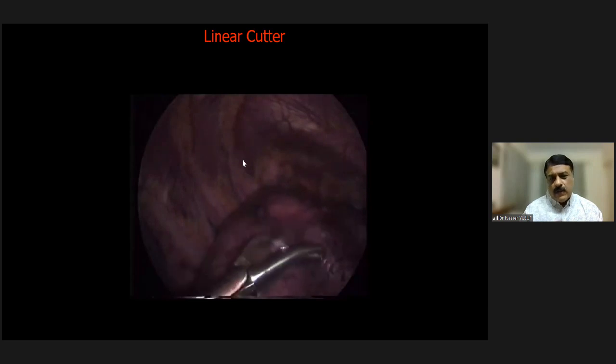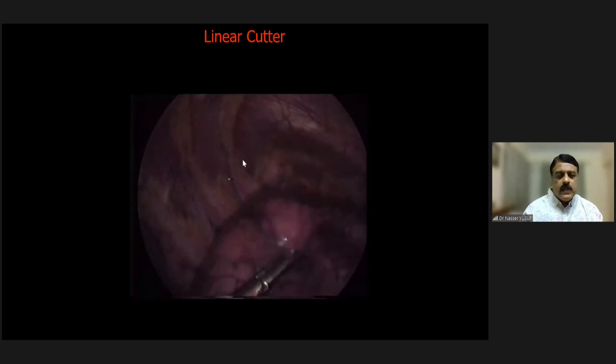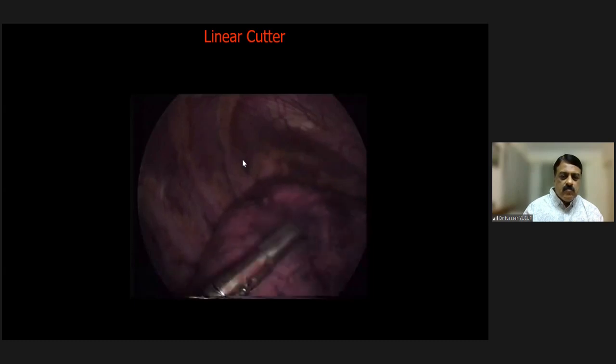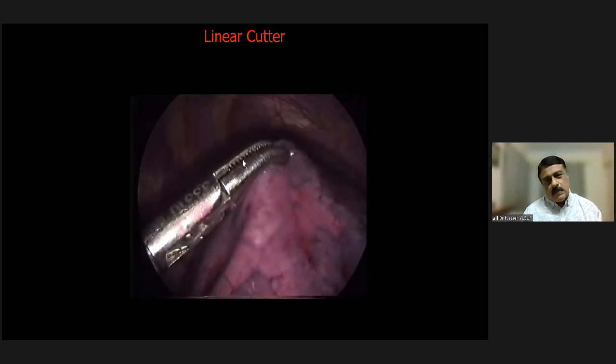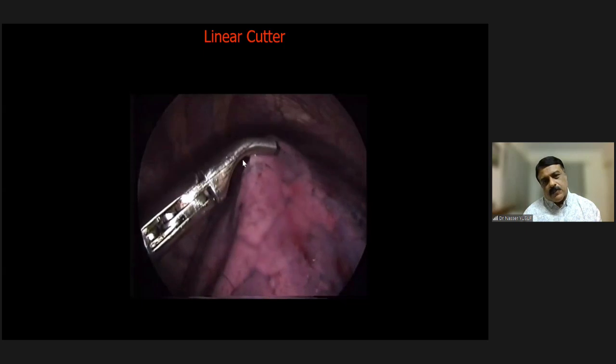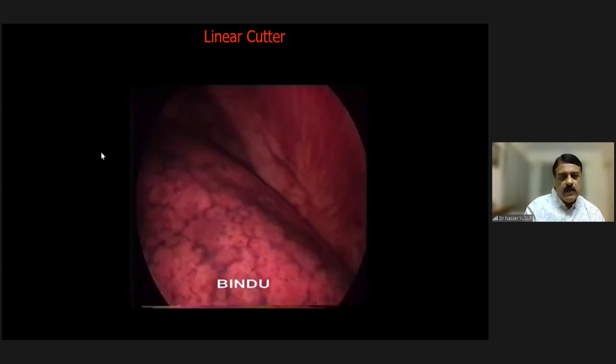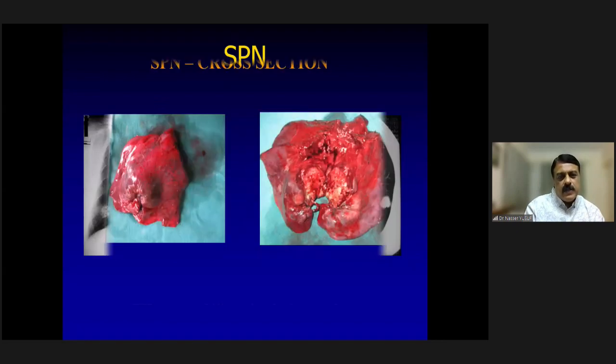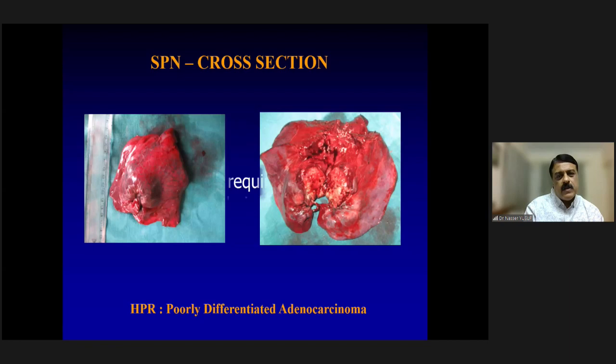So in fact, when we do lung biopsies, we take from all three lobes and the area which is most, the pathology appears to be quite significant. Fire a stapler and done. Similarly, solitary pulmonary nodules can be dealt with by using the stapler.